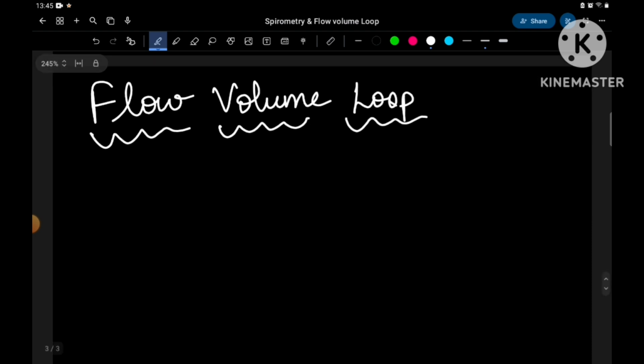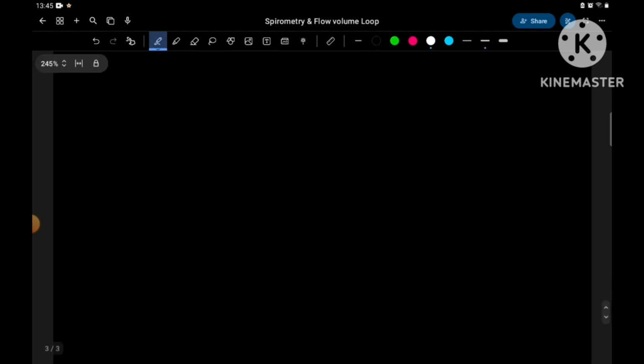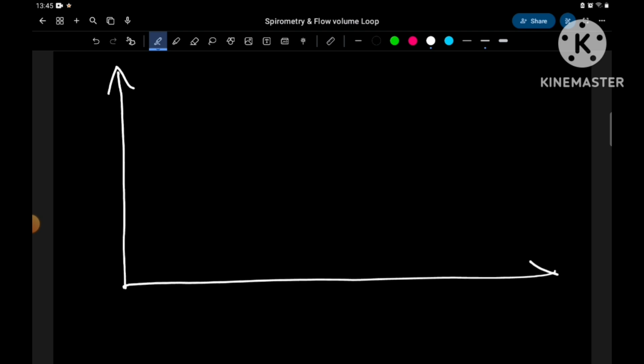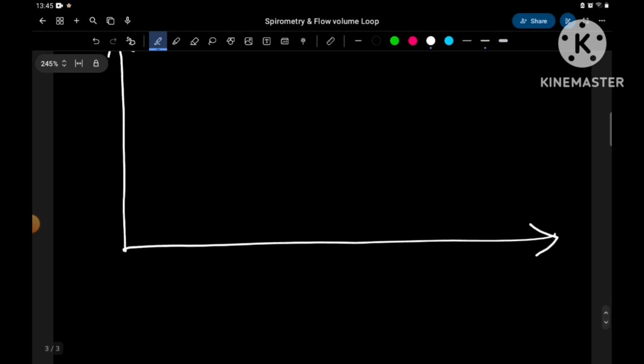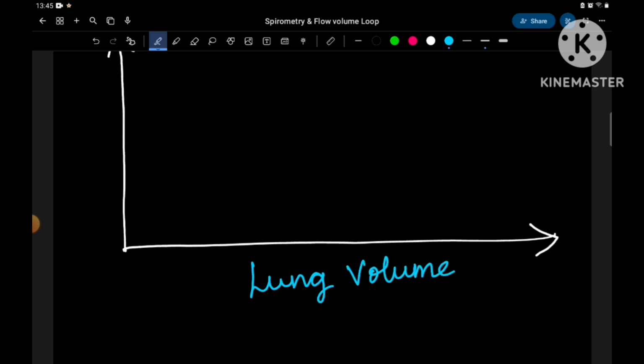So this is the flow volume loop, guys. Now, in the starting itself I said the x-axis and y-axis will be different here from spirometry. So let's see what is the x-axis and what is the y-axis. See guys, the lung volume comes here. In spirometry it comes on the y-axis, but here lung volume comes on the x-axis, and next, flow comes here. Unit is liter per minute, right?